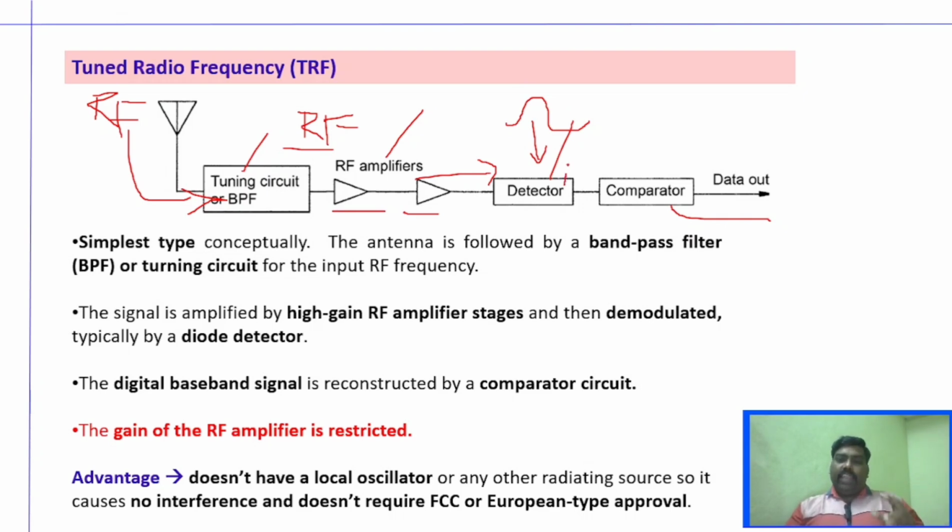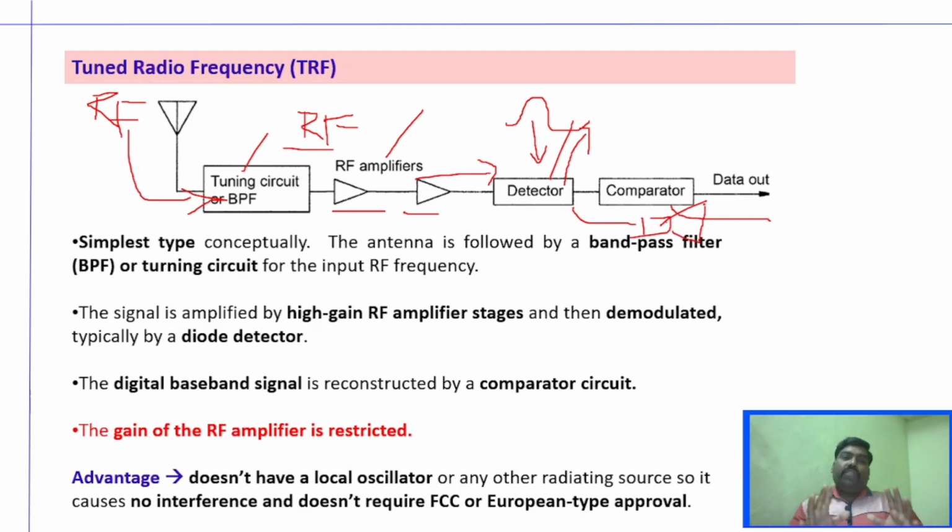Here we can directly use the signal from the detector, or we can send it to a comparator. For example, if we need to reconstruct a digital baseband signal, then this signal can be sent to the comparator to reconstruct the digital signal. Or else, if it is an analog signal, we can use an audio amplifier to amplify the signal so that we can hear it louder.